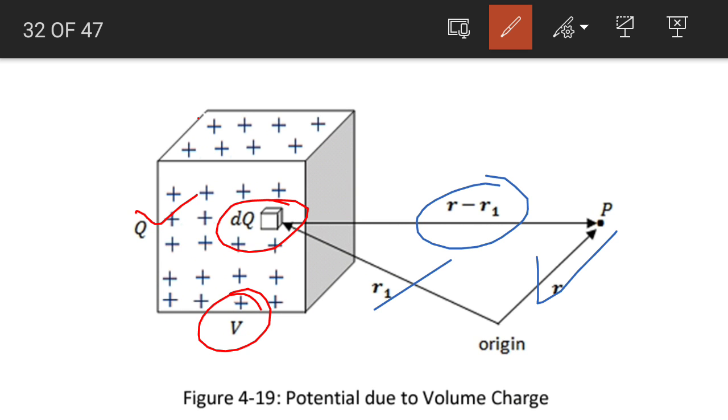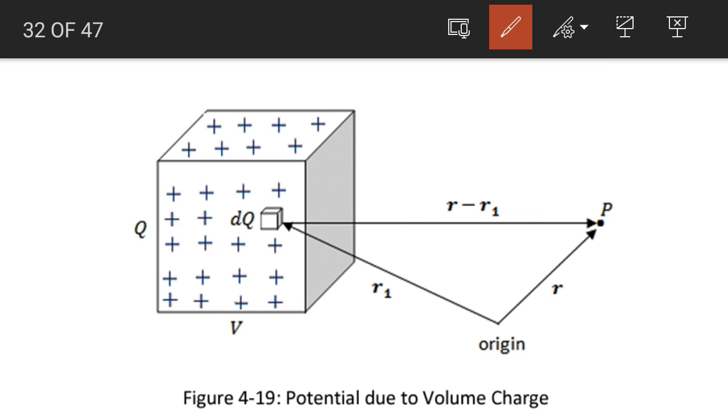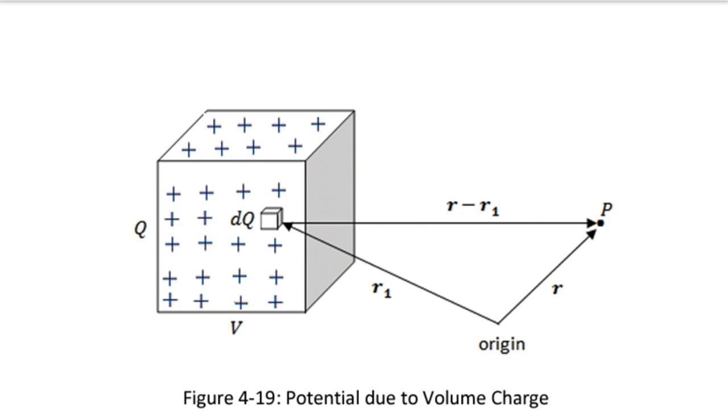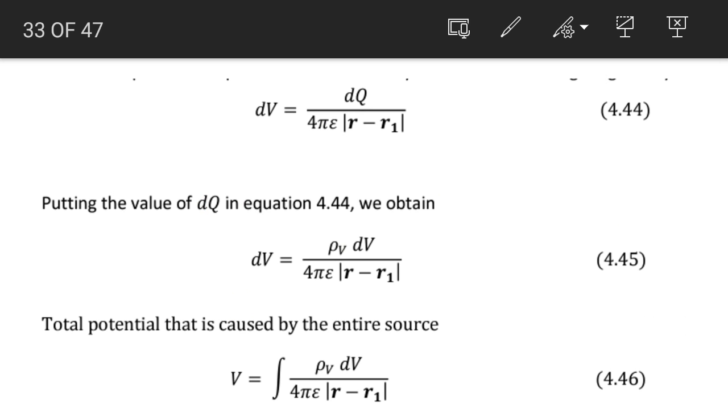So the differential potential at the point under observation, which is caused by the small portion of the source, will be equal to dq by 4 pi epsilon into |r minus r1|. Dq in this particular case will be equal to rho v dv. So we put the value of dq, which is rho v dv.